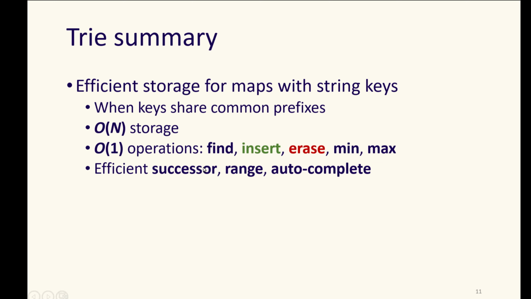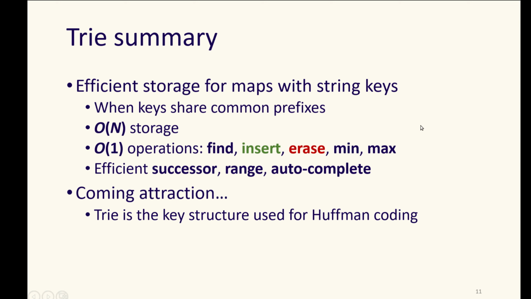And we get some efficient operations like finding the successor, the range, what the largest and smallest sort of things are, and doing neat functions like autocompletes. We will use the trie for a particular algorithm that we'll study later called Huffman coding that allows us to compress down large amounts of data without losing any information. So look forward to seeing that with you.